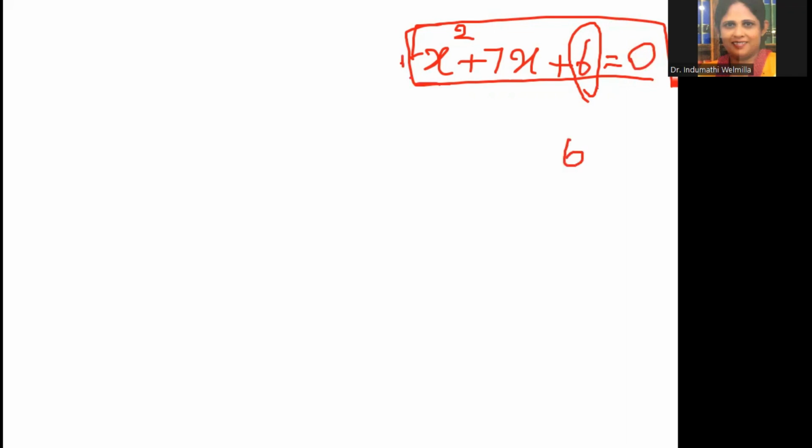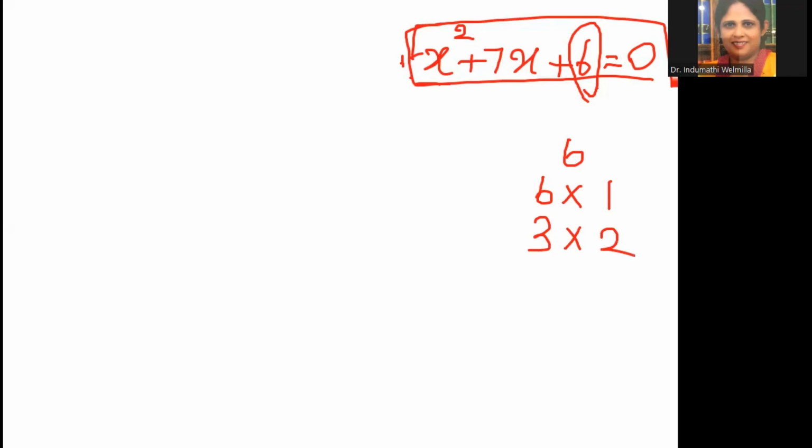And in the next step, we have to consider all the factors of this 6, right? What are the factors? We know 6 times 1 is one factor pair, 3 times 2 is another, right?